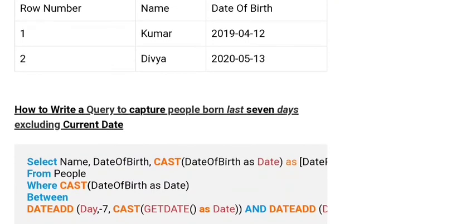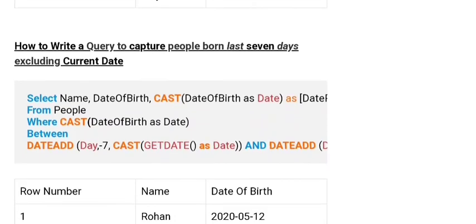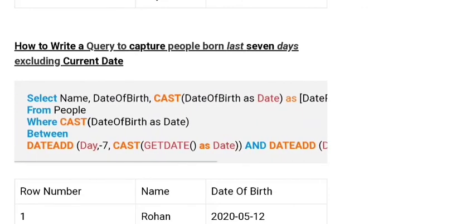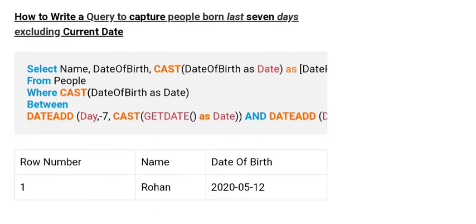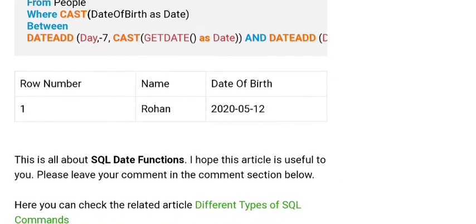We'll capture that one. And next one is how to write a query to capture all people born in the last 7 days excluding the current date. So excluding the current date means the day minus 1. So we are going to consider yesterday and the last 7 days. It means minus 7 and minus 1. You can see in the where clause, right? The only where clause is different. Everything is pretty simple. So we have only one record, so we have displayed that.